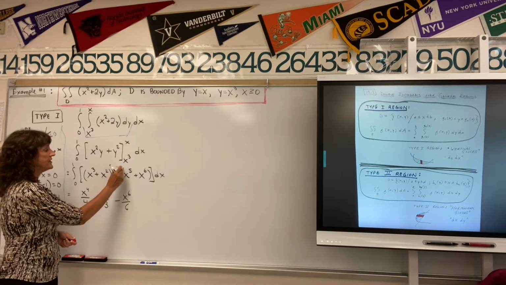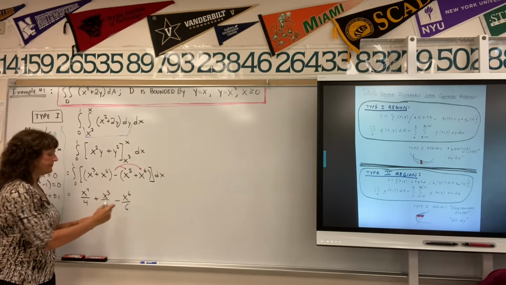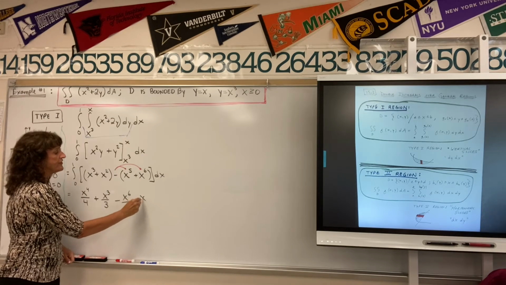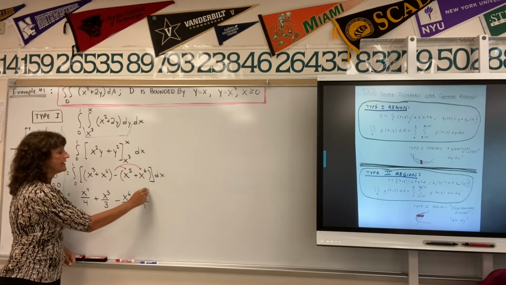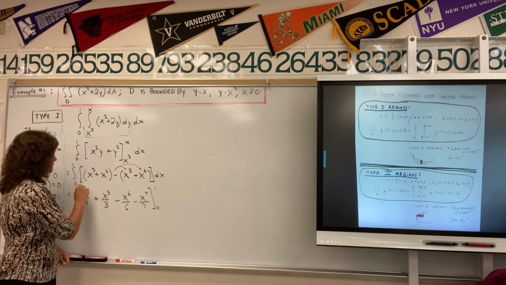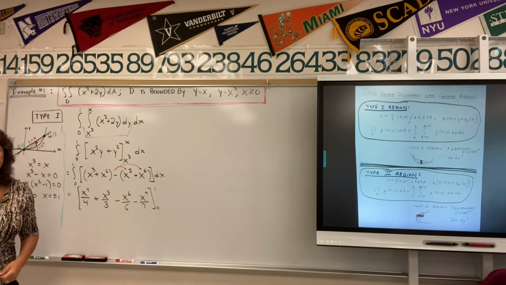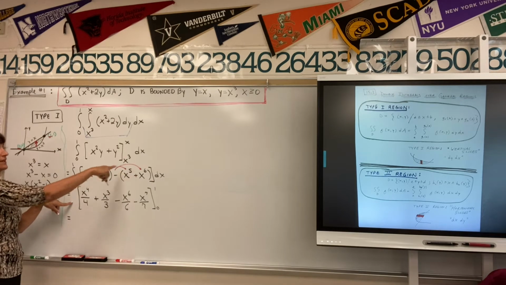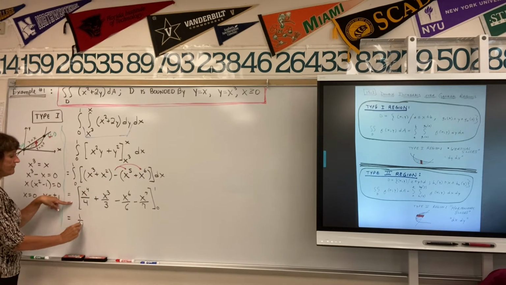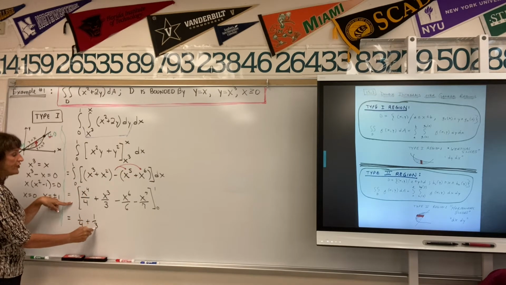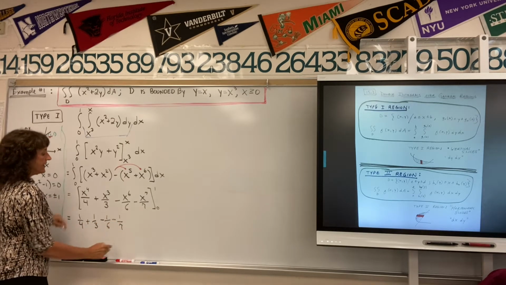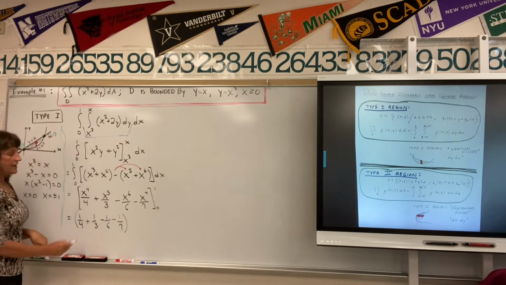Now I'm going to distribute the negative sign so I don't lose it later on. Minus, and this will give me x to the 7th over 7, and this gets evaluated from 0 to 1. So again, fundamental theorem of calculus, we plug in the upper bound. That gives us 1/4 plus 1/3 minus 1/6 minus 1/7. This is what we get when we plug in the upper bound.